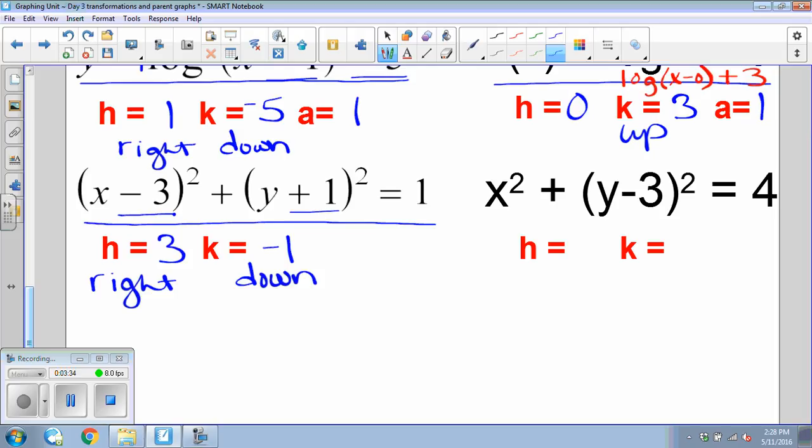Alright, in this example, H is 0. It's the same thing as x minus 0 squared. K is positive 3, so that means it's shifted up 3 units. And that's a circle also.